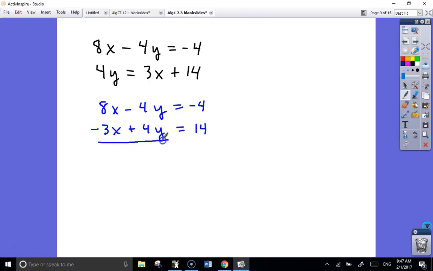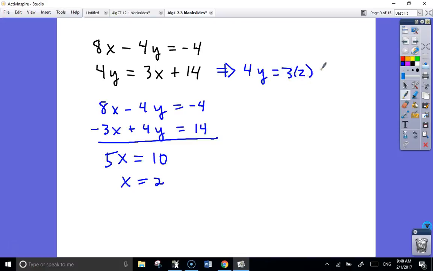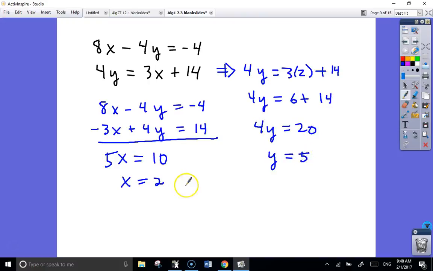So now we're all set to go, because if I add these up, I cancel the y's. 5x equals 10, x equals 2. Okay, and then I got to go back to one of the original equations. I think I'll do this one right here. 4y equals 3 times 2 plus 14. Right? 4y equals 6 plus 14. Okay, so the point is 2, 5.